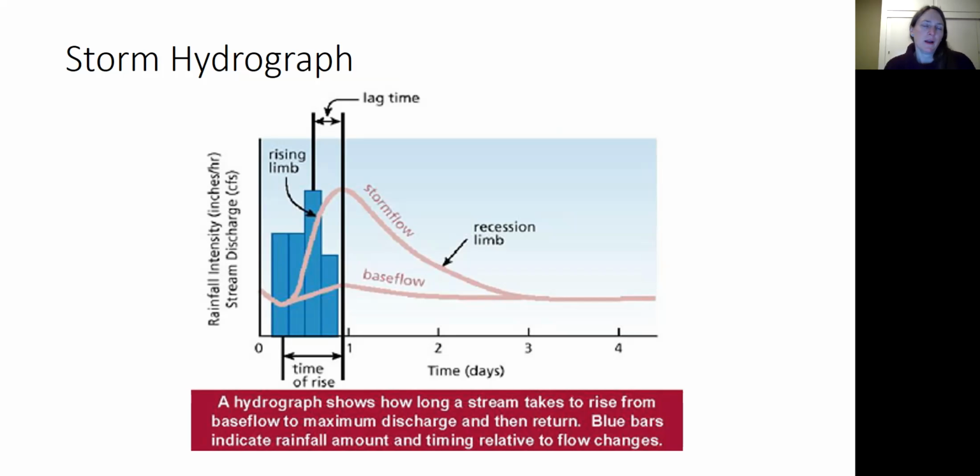This is what's called a storm hydrograph, and it shows how you have flow through time. And base flow is kind of the steady flow of a river, its normal flow. But if you have some intense rainfall, and blue is showing the rainfall, as the rainfall happens, then the stream starts to flood. And there's a lag between the peak precipitation and the peak storm flow, or the peak stream flow. That's called the lag time. And you can also see this time of rise, and then you see a recession limb as the storm flow drops off. So a hydrograph shows you, in this case, how long a stream takes to rise from base flow to maximum discharge and then return.